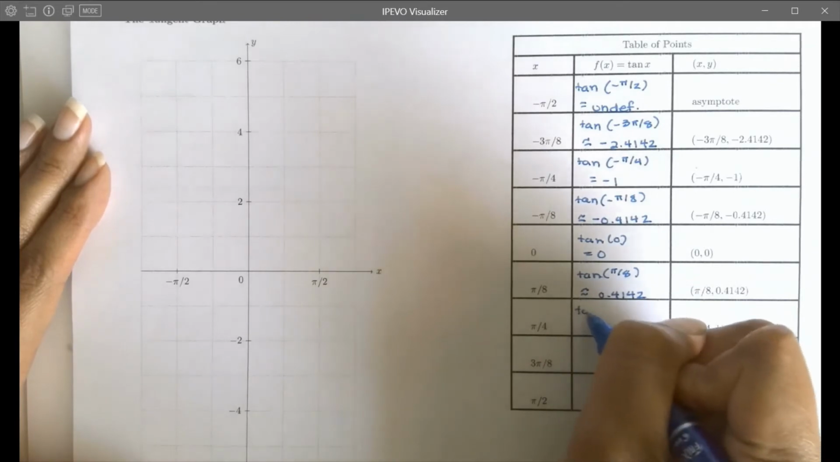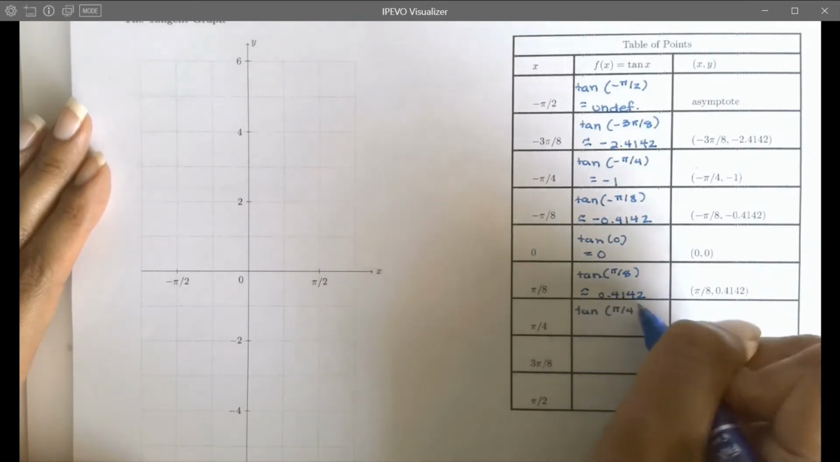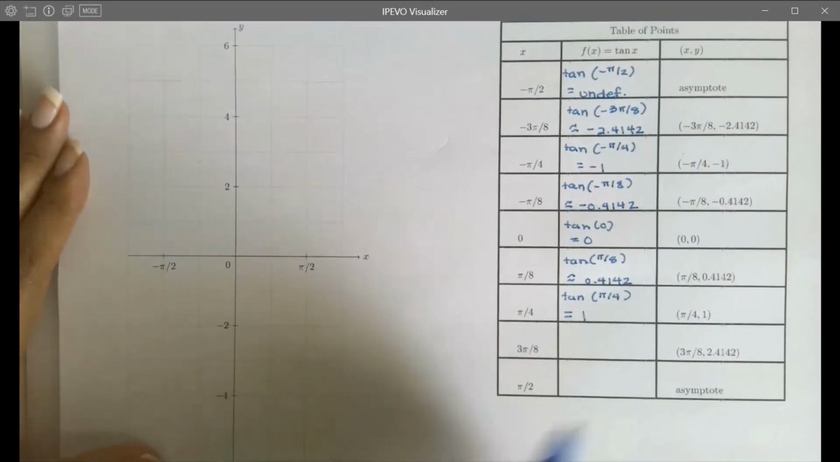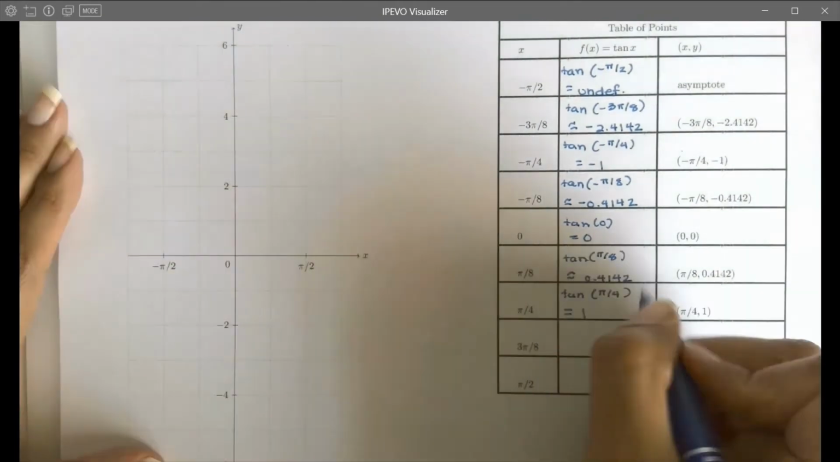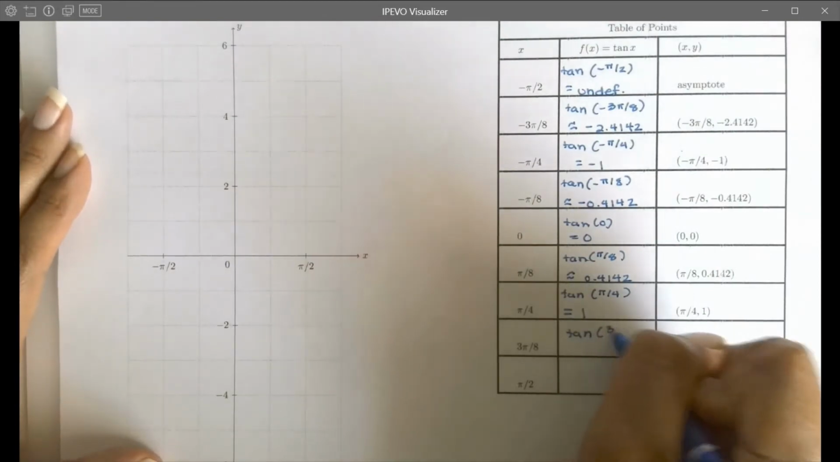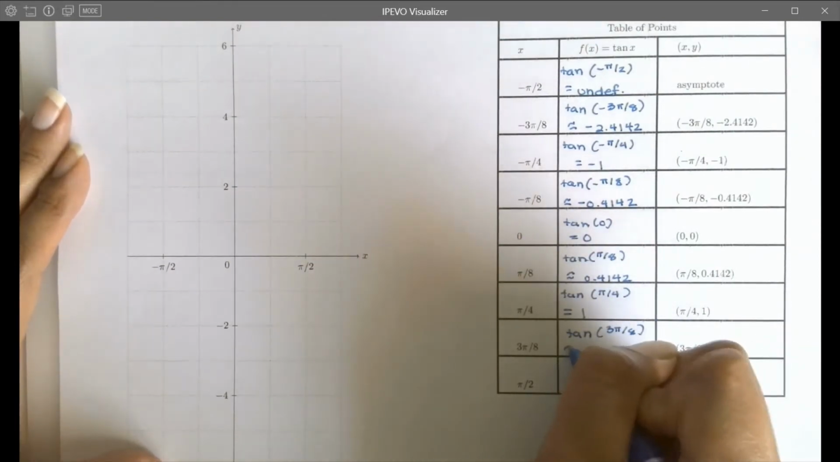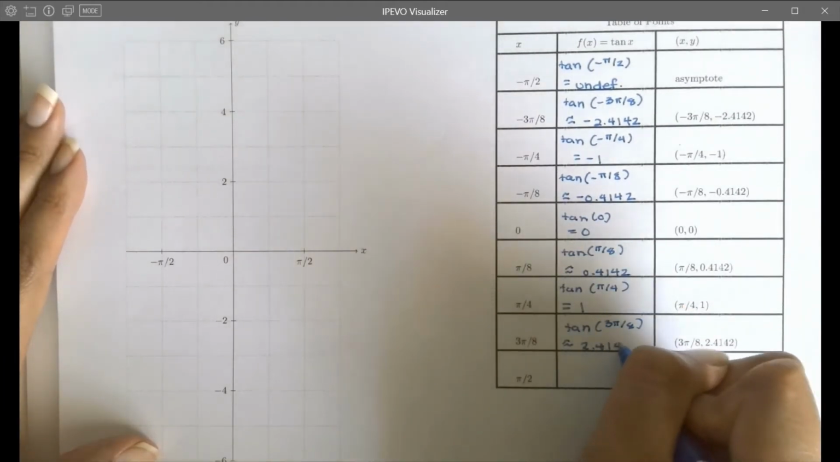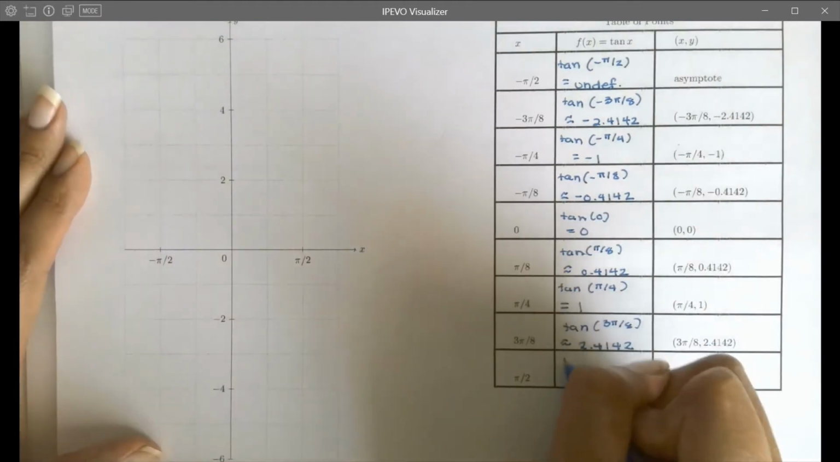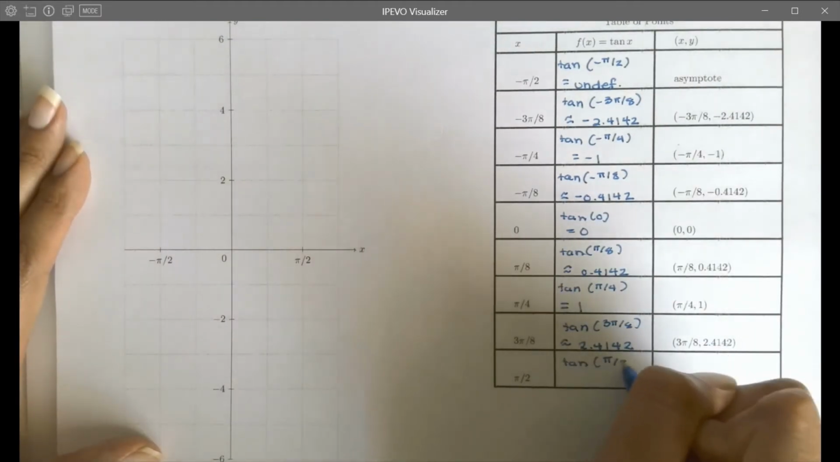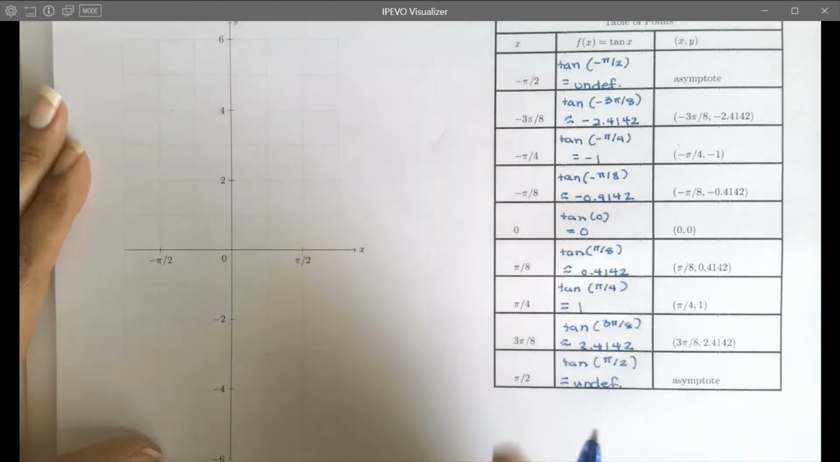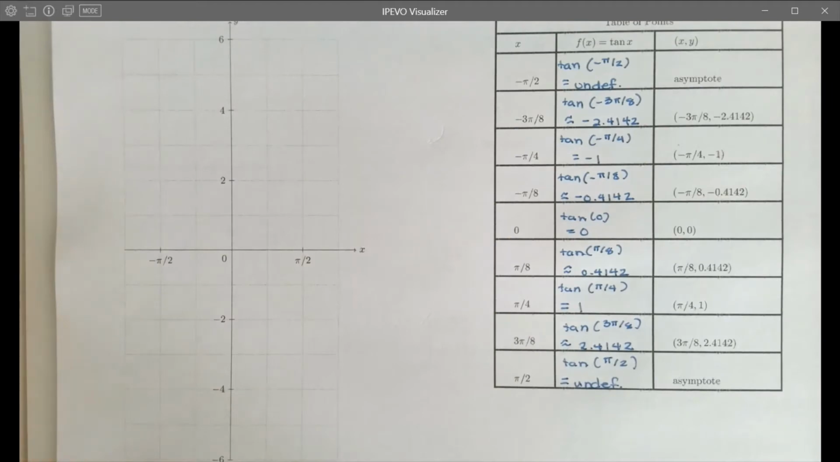Tangent of pi over 4, use unit circle or calculator to help you verify that it gives you y value of 1. Tangent of 3 pi over 8, verify that it will be approximately 2.4142, and the last one, just verify that tangent of pi over 2, which you can use your unit circle to help you, is going to give you undefined, and therefore will be an asymptote on the actual graph.